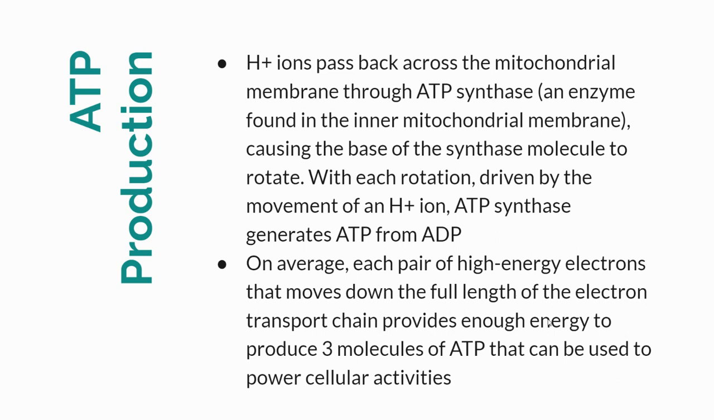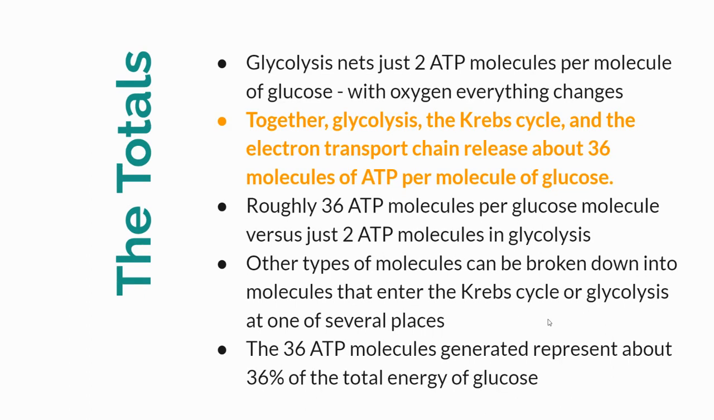On average, each pair of high energy electrons that moves down the full length of the electron transport chain provides enough energy to produce 3 molecules of ATP that can be used to power cellular activities. So every pair of electrons produces 3 molecules. Okay. It's a lot. So what are we getting here? What are our totals coming out to be?